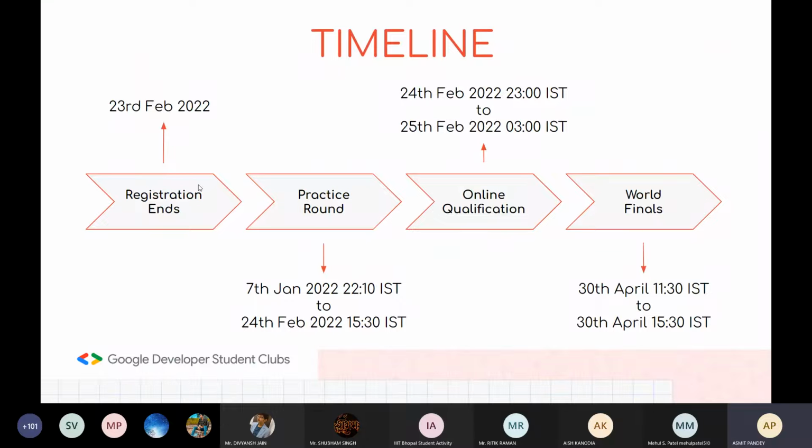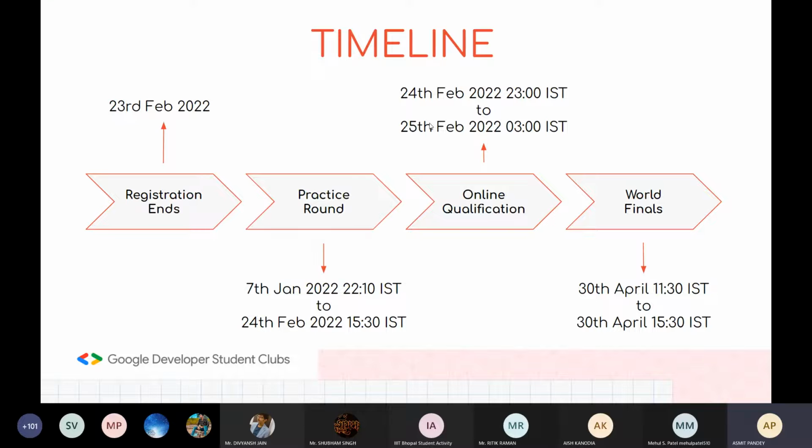सो नाउ सम important deadlines are mentioned here. So जैसे कि हमारा जो our registration ends at 23rd of Feb 2022. The practice round for the current year has started from 7th of Jan and it will continue till 24th of Feb. And the online qualification round starts at 24th of Feb and ends at 25th of Feb.